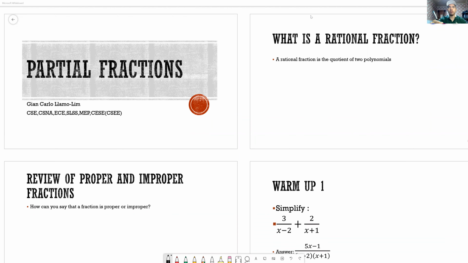For this particular topic in foundation mathematics, we're going to talk about partial fractions. So what are partial fractions? When we discuss partial fractions, it is the way that we convert a rational expression or combined rational expression into several factors.